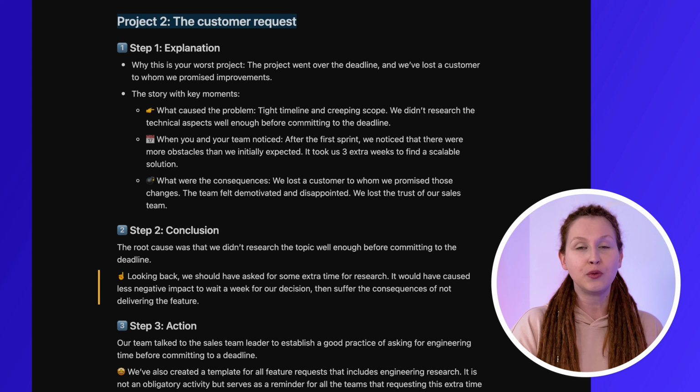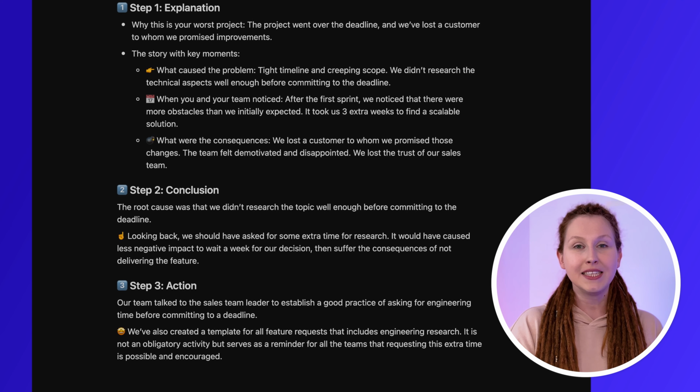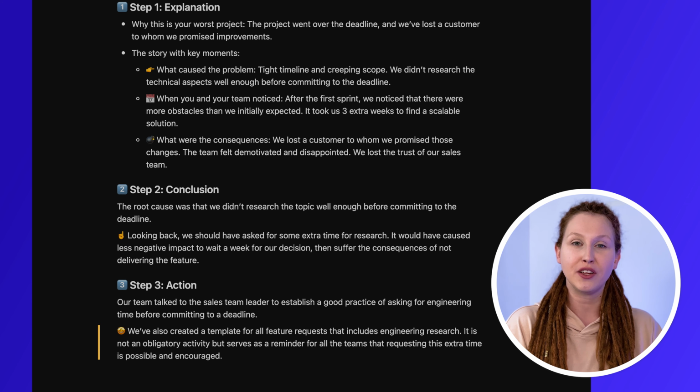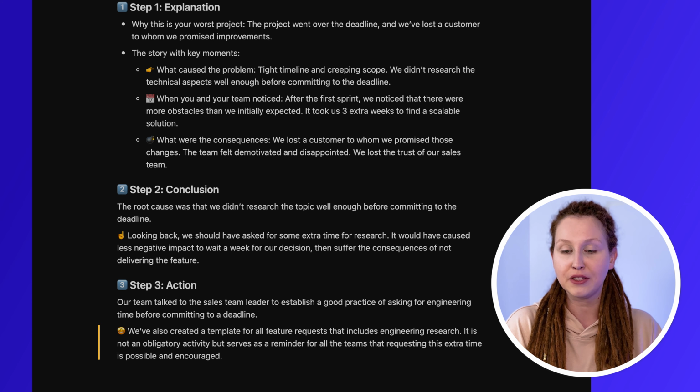And the highlight here about what you would do differently is: looking back, we should have asked for some extra time for research. It would have caused less negative impact to wait a week for our decision than suffer the consequences of not delivering the feature. And step 3, action. Our team talked to the sales team leader to establish a good practice of asking for engineering time before committing to a deadline. And another highlight about sharing your learnings is we've also created a template for all future requests that includes engineering research. It is not an obligatory activity, but serves as a reminder for all the teams that requesting the extra time is possible and encouraged.